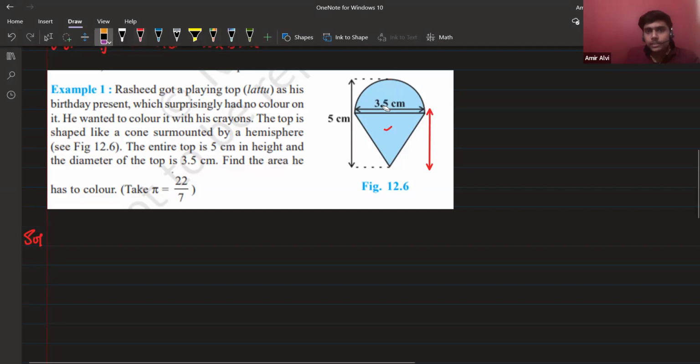Now see this. The question says the diameter of this top is 3.5 centimeter. So what will be the radius of this top? Can anybody tell me? 3.5 by 2. What about the rest, Kiran, Jasleen, Samina? Yes, 3.5 by 2. What about you, Jasleen? You are not speaking. What happened? Is everything fine?